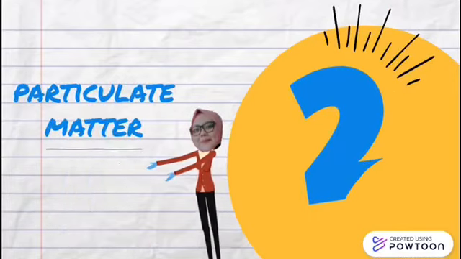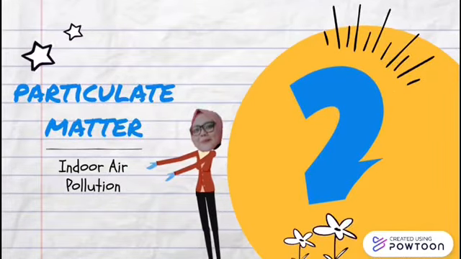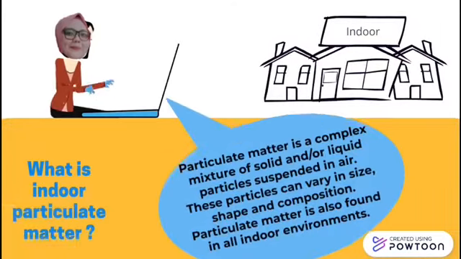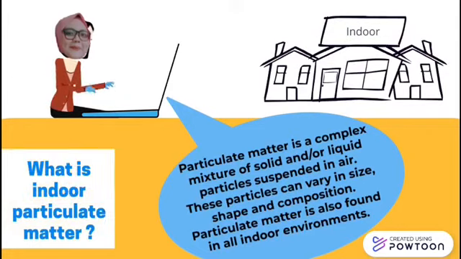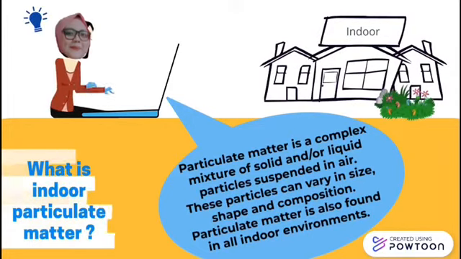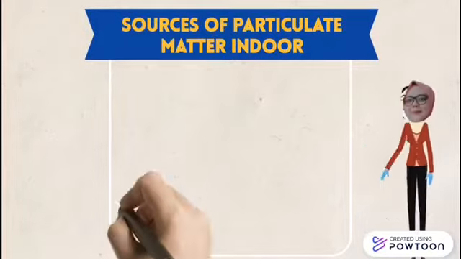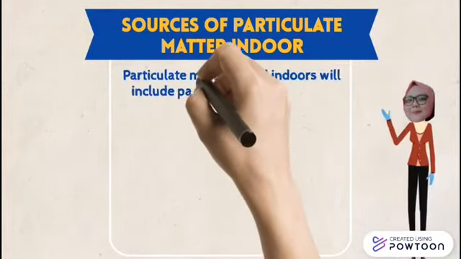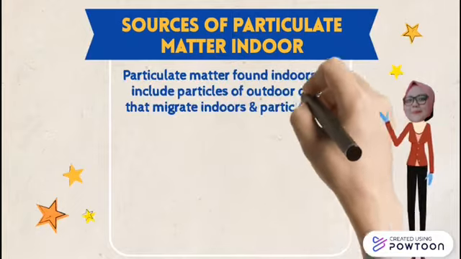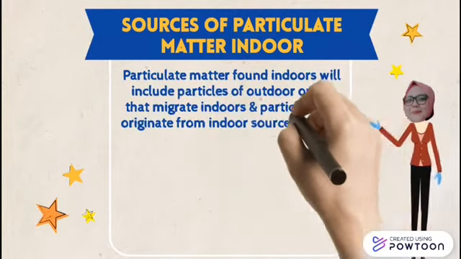Second is particulate matter indoors. Particulate matter is a complex mixture of solid or liquid particles suspended in air. These particles can vary in size, shape, and composition. Particulate matter is also found in all indoor environments. Particulate matter found indoors will include particles of outdoor origin that migrate indoors and particles that originate from indoor sources.